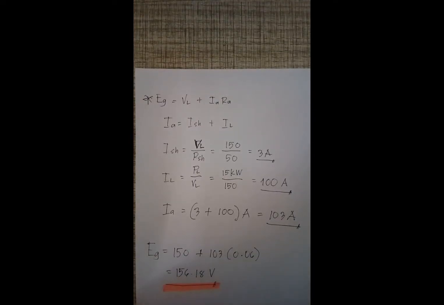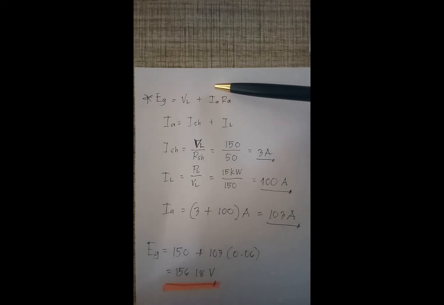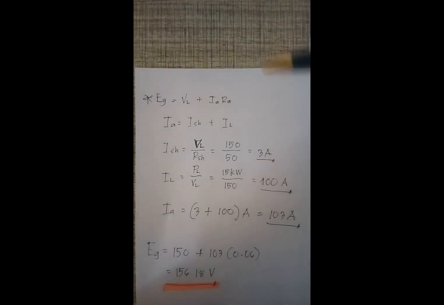Now we are going to calculate the generated EMF in the armature. Given the formula of VL plus IA RA, since we already have the value of load voltage and armature resistance, first we need to get the value of the armature current to get the generated EMF. IA, as we've seen in the schematic diagram earlier, is equal to ISH plus IL.